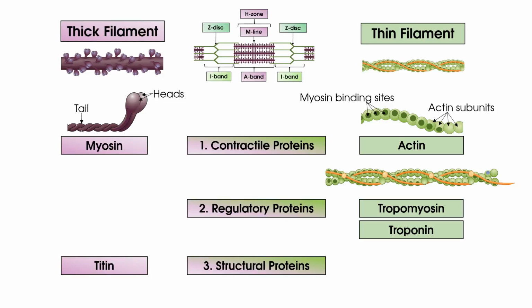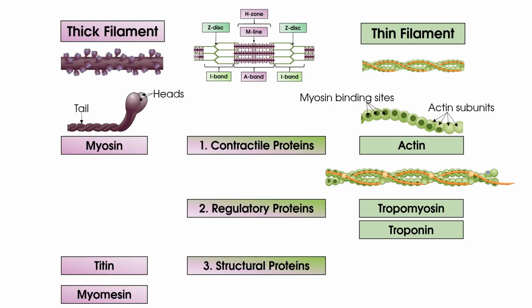Its role is just to stabilize the position of the thick filament by anchoring it to the M line and Z disc. It's also got some roles in elasticity because it's very, very flexible and it can stretch about 4 times its original length. Myomesin's also on the thick filament, and that forms the M line, which connects adjacent thick filaments to one another.